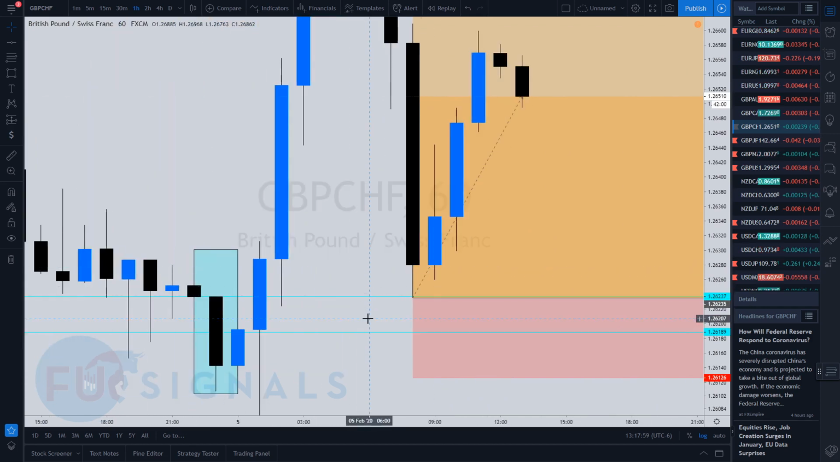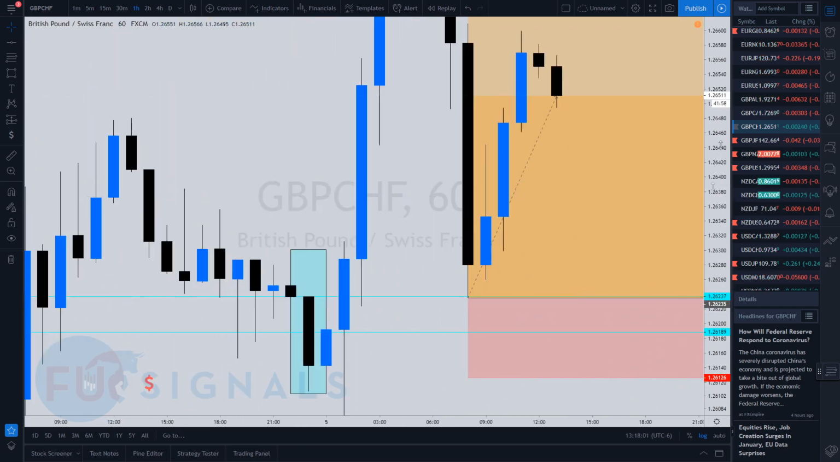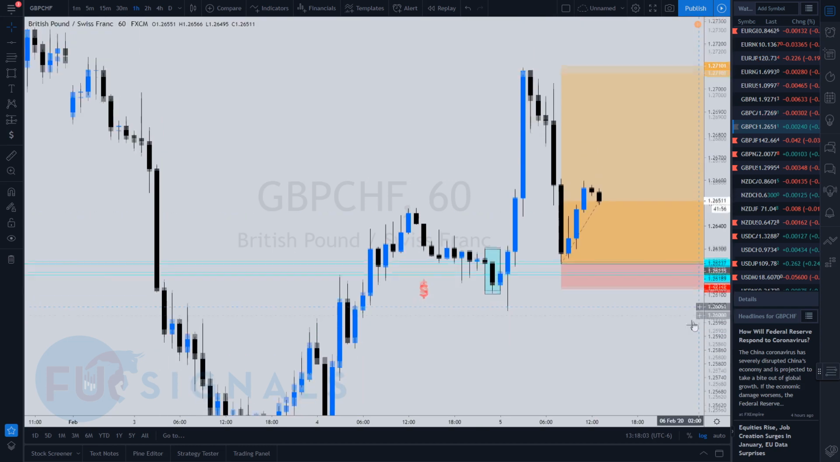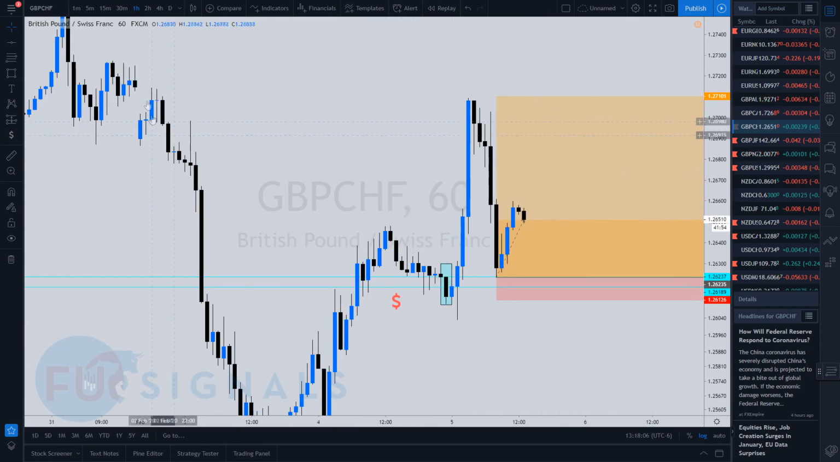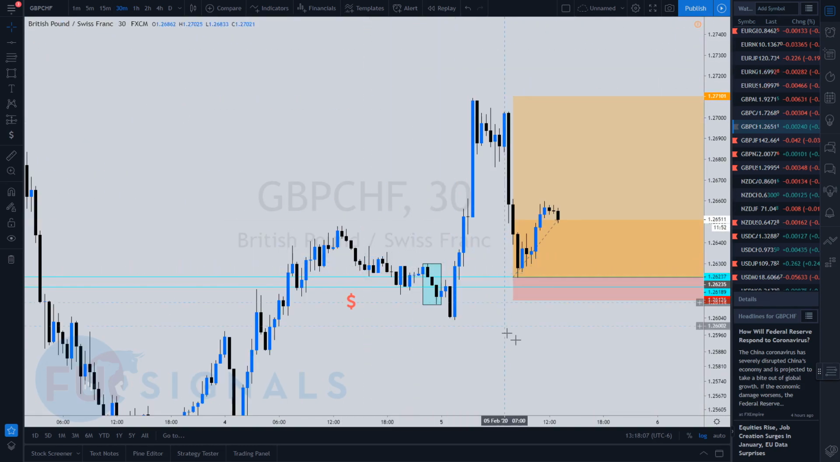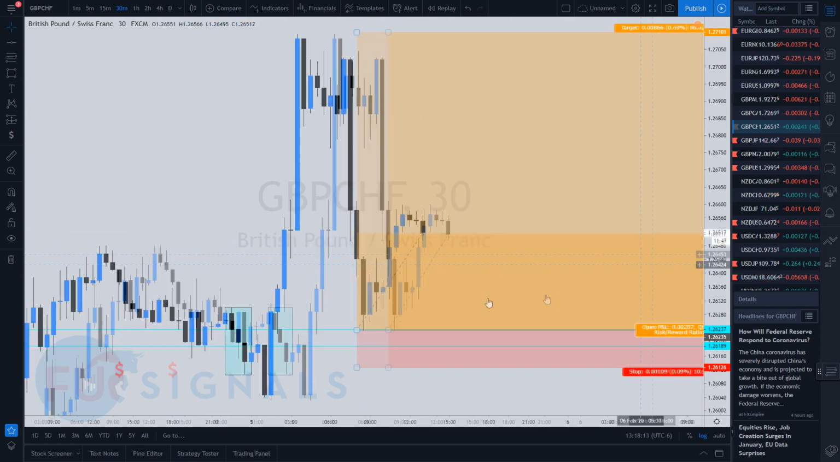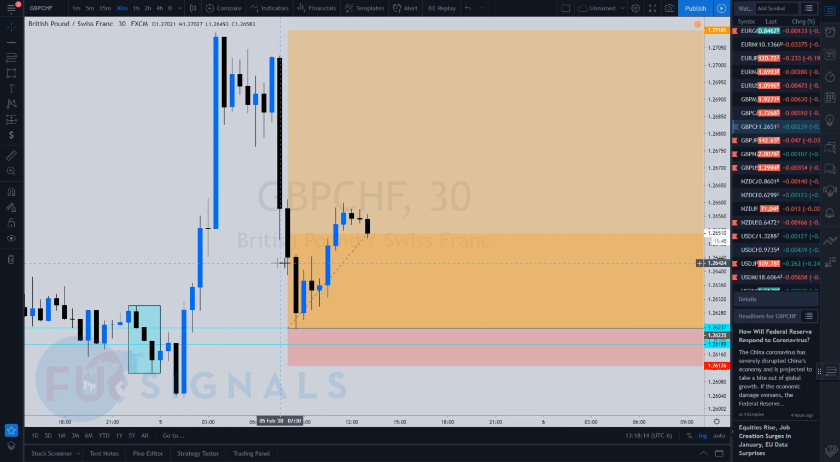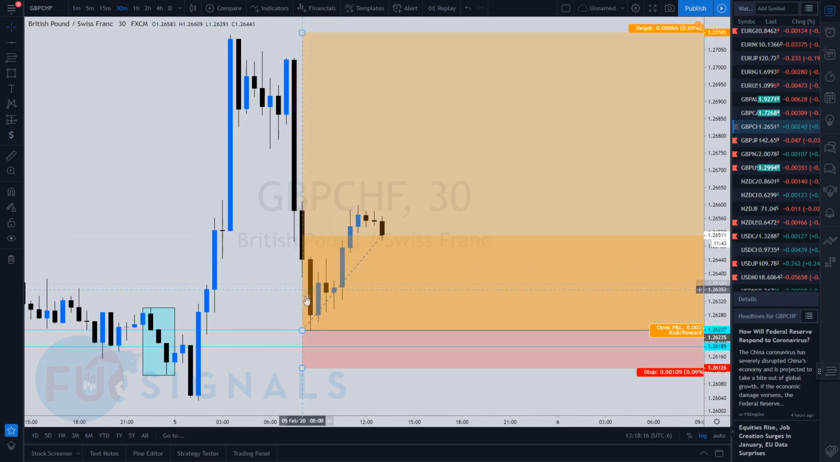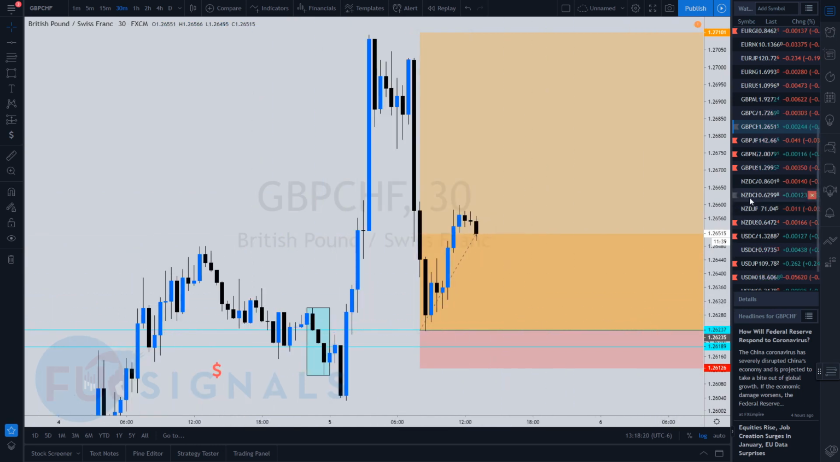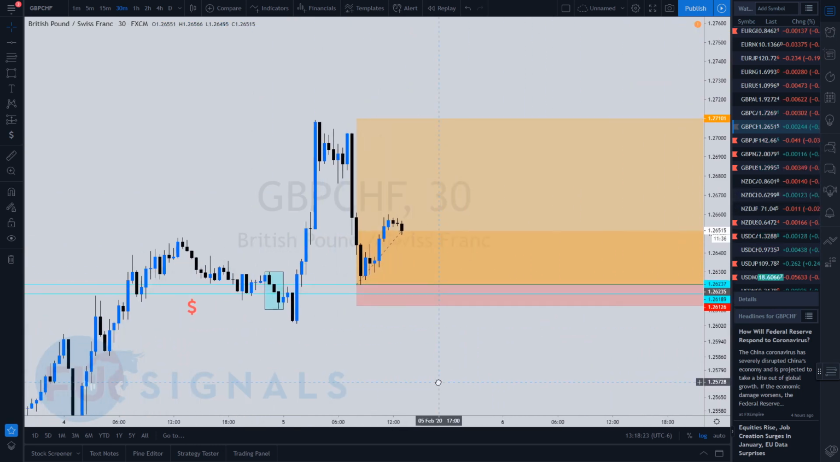No drawdown on GBPCHF right here. Touches off that, and away it goes. If you want to take a re-entry, then you go down to the smaller time frames and you look for the exact same thing on a smaller time frame: the last push down before the up move. It's the exact same thing over and over again, right? So that basically explains the institutional candle and the basic principles of the institutional candle.